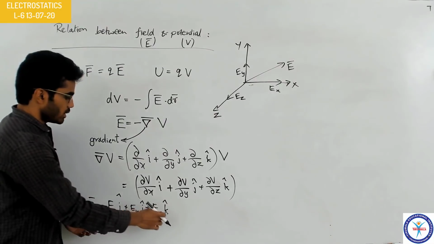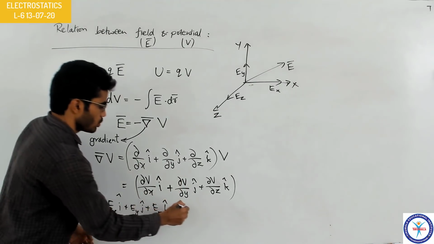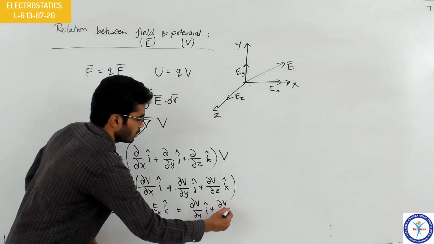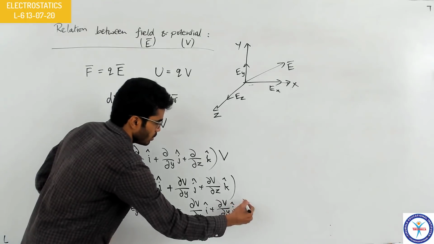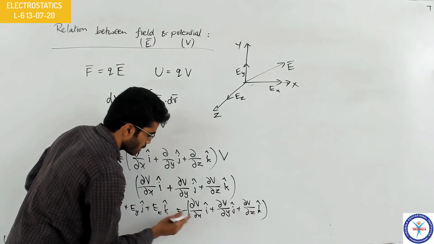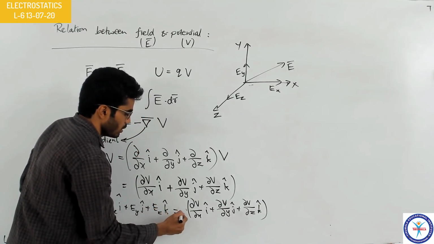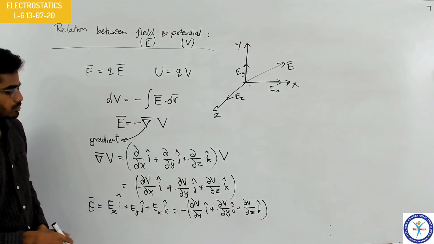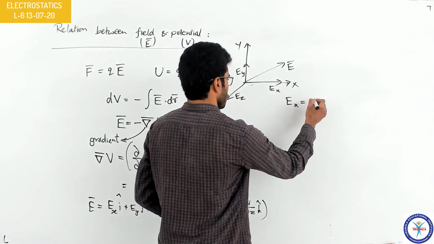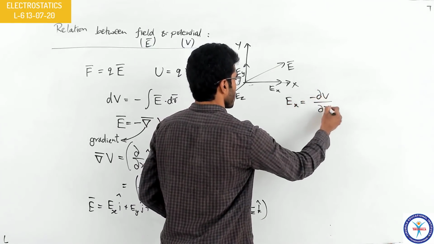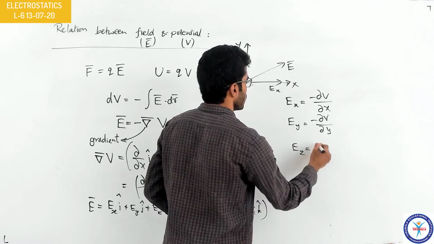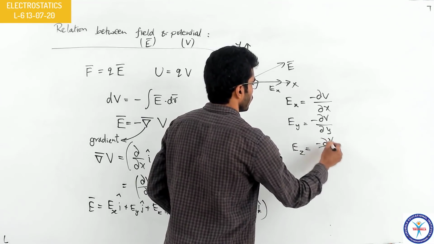So now comparing this with this expression. Let's write this expression again: dou v by dou x i cap plus dou v by dou y j cap plus dou v by dou z k cap. But the negative of it is very important. It is the negative of this value. So comparing these two, you have Ex equals minus dou v by dou x, Ey equals minus dou v by dou y, and Ez equals minus dou v by dou z.